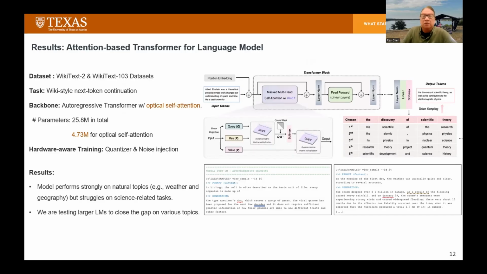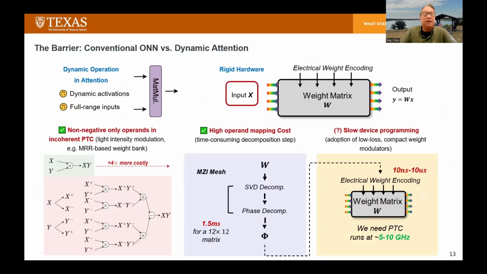At the bottom right is an example generation. You can see the model produces coherent continuations on natural topics like weather and geography. It is still weaker on more technical and science-heavy content. We are actively testing larger models, with more parameters, using our photonic chips presented here.